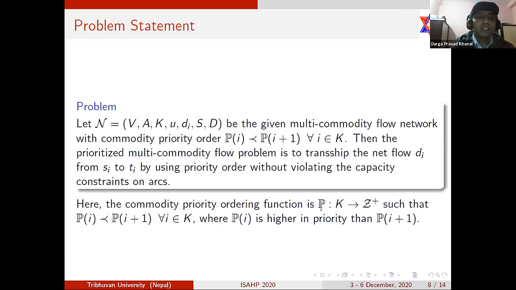The problem statement is as follows. For the given network N, which is a multi-commodity network, with prioritized order P_i precedes P_{i+1}, the prioritized multi-commodity flow problem is to transfer the net flow G_i from S_i to T_i by using the priority ordering function and without violating the capacity constraints on the arcs. Here, this prioritized function P is a priority function from K to Z plus. K means commodity, Z plus means positive integers. So P_i precedes P_{i+1} indicates that the ith commodity has a higher priority than the (i+1)th.